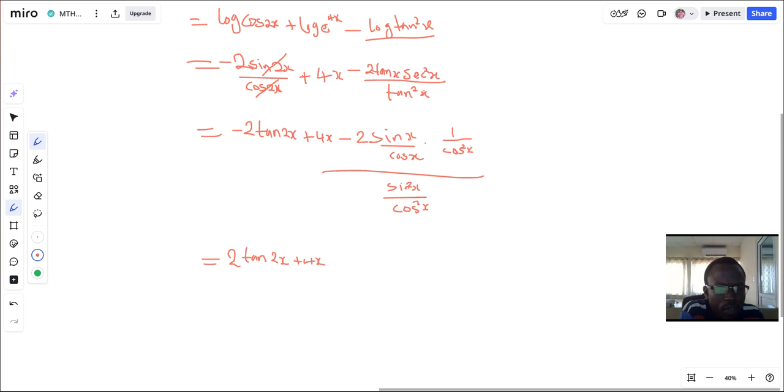Let's simplify this. Now if we multiply here, we'll have 2 minus 2 sin x times 1 will leave us with minus 2 sin x, and since this is a multiplication here, cos x times cos square x will leave us with cos cube x, all over sin square x over cos square x.